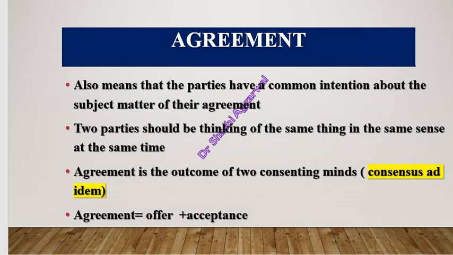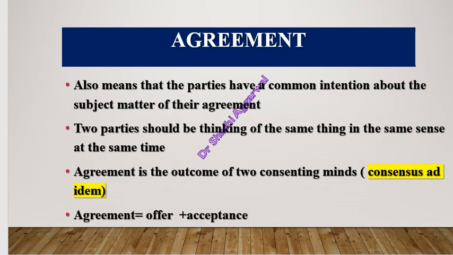So agreement also means the parties have a common intention about the subject matter of their agreement. It means both parties should understand the subject matter in the same sense at the same time. Two parties should be thinking of the same thing in the same sense at the same time. Agreement is the outcome of two consenting minds. It is also called consensus ad idem. Consensus ad idem means when both the parties understand and interpret the subject matter in the same sense.